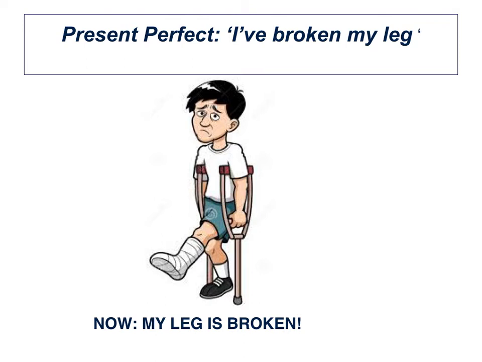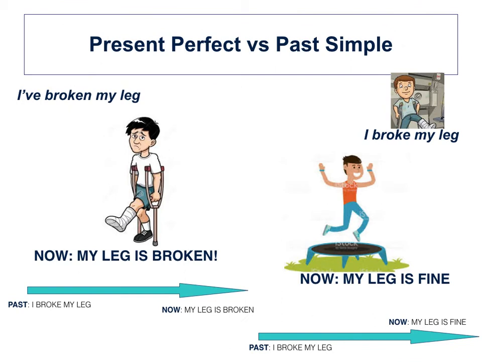Now, watch the difference between the present perfect and the simple past. In the first picture, the boy has a broken leg. Probably he broke his leg some point in the past. And now his leg is still broken.